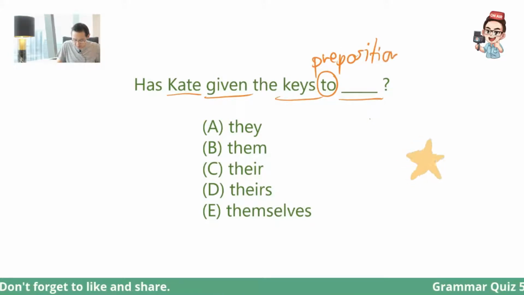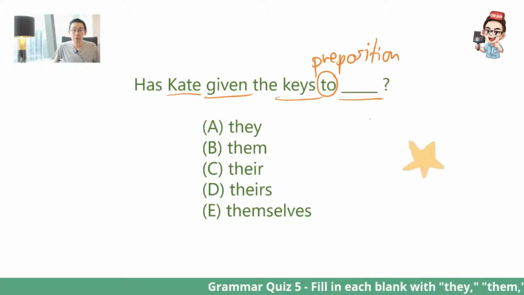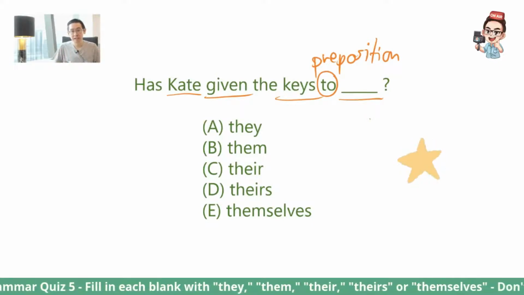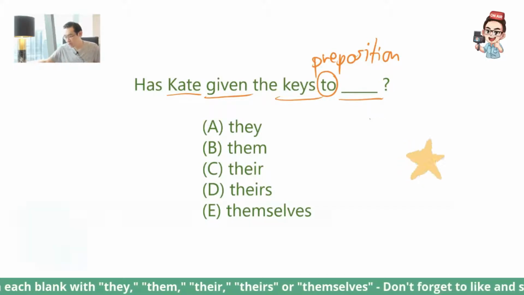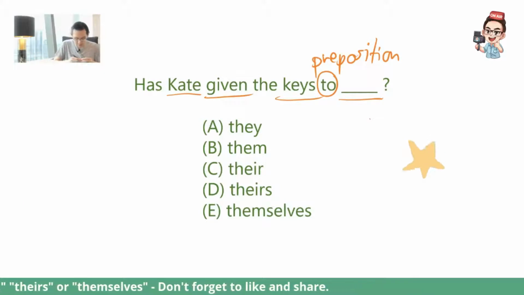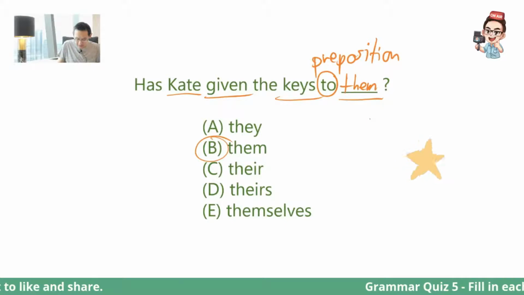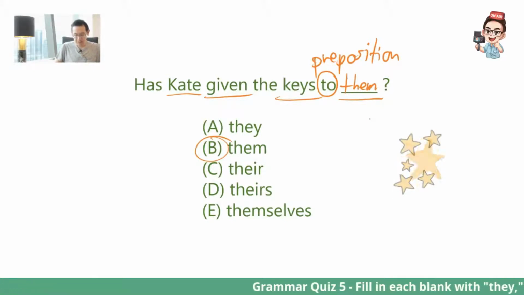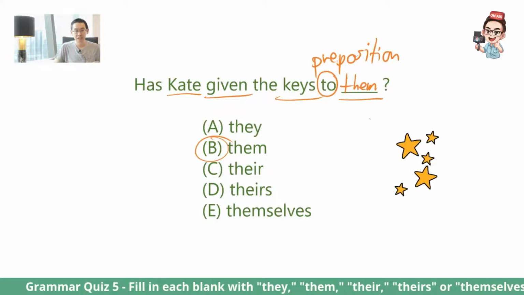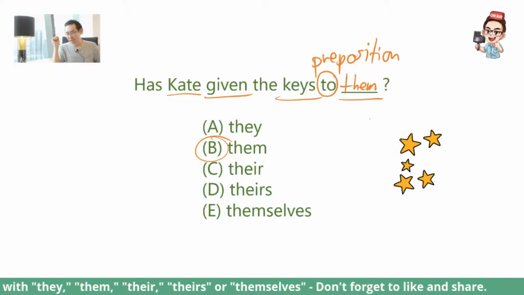preposition. Okay, so normally after a preposition, if we write a pronoun, it has to be in the object form. Okay, so you all answered B, right? Which is correct because B is the object pronoun. So we write them here. That's great, everyone. So has Kate given the keys to them? It's like asking whether Kate has passed the key to this group of people yet. All right. So you all did well.